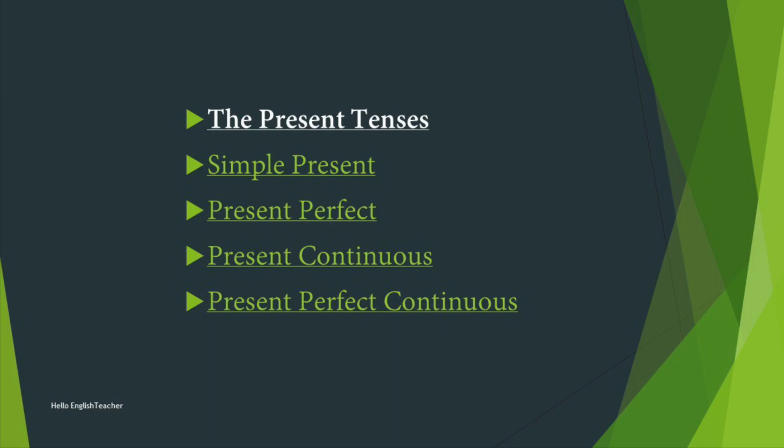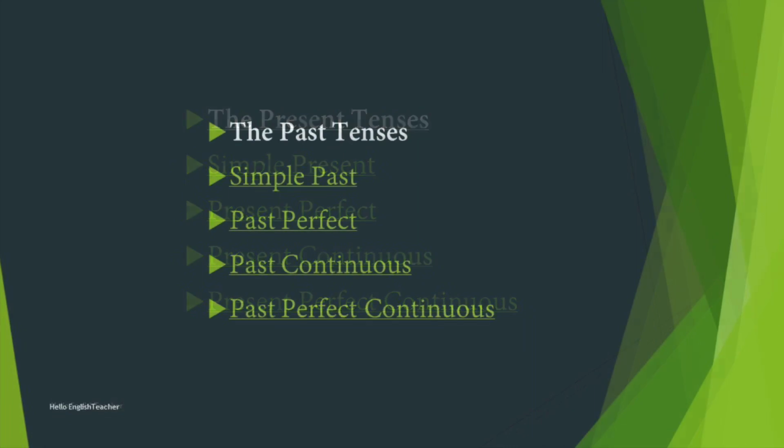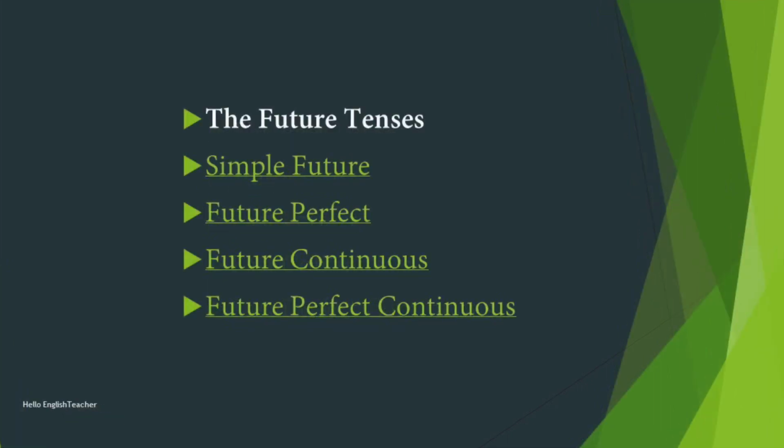So, we have covered all the 12 types of tenses. Now, they can be categorized in the following manner. The present tenses are the simple present tense, the present perfect tense, the present continuous tense and the present perfect continuous tense. Then we have the past tenses. What are the past tenses? The simple past tense, the past perfect tense, the past continuous tense and the past perfect continuous tenses. And finally, we have the future tenses, the simple future, the future perfect, future continuous and the future perfect continuous tenses.